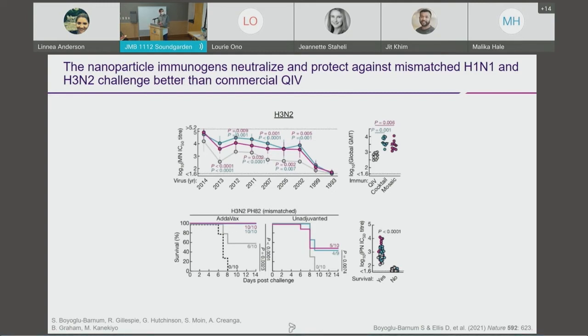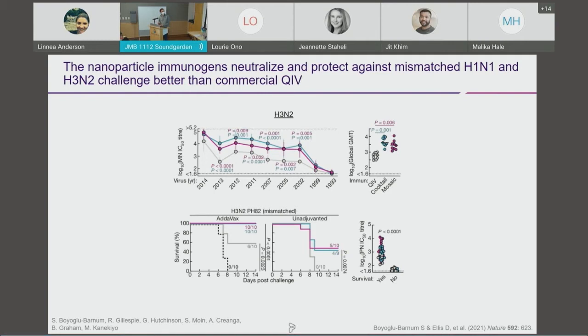And here we used a panel of historical influenza viruses that Masaru's group had built and looked back in time: how well did this vaccine protect, or in this case, neutralize, viruses that had antigenic drift relative to what was in the vaccine? And you can see that over about a 15-year time span, both nanoparticle vaccines outperform current seasonal vaccines by about a log or log and a half.